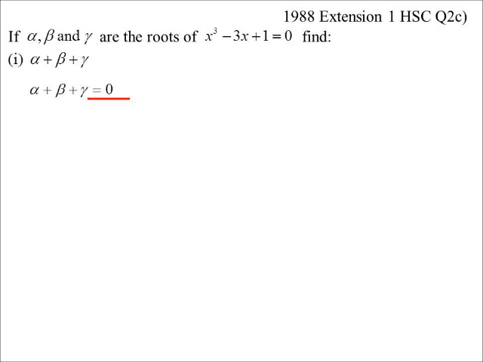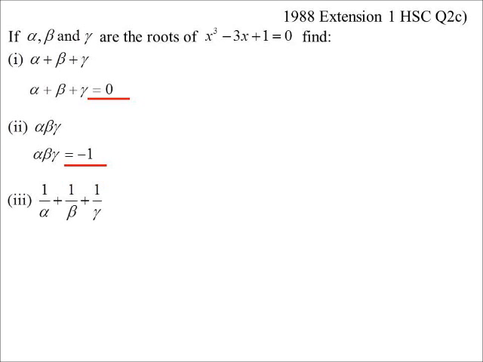I would imagine there certainly would have been people that wrote down the answer of 3 for that one. So be careful. Okay, part 2, they're still generous. Alpha, beta, gamma. Just in case you didn't get part 1, let's give you a gift in part 2. That one's negative 1.